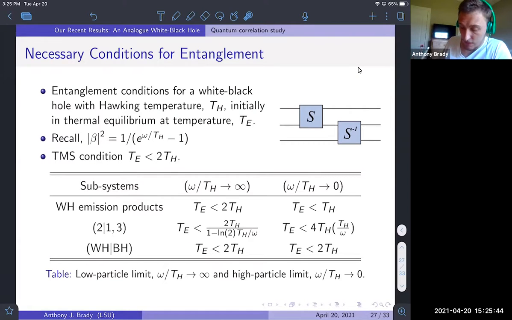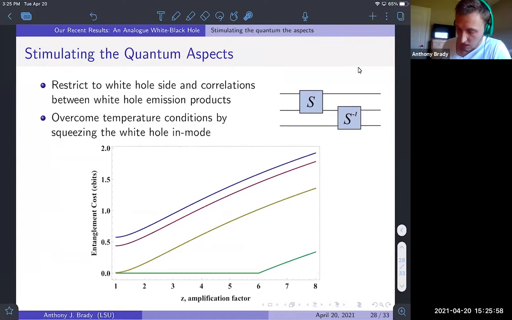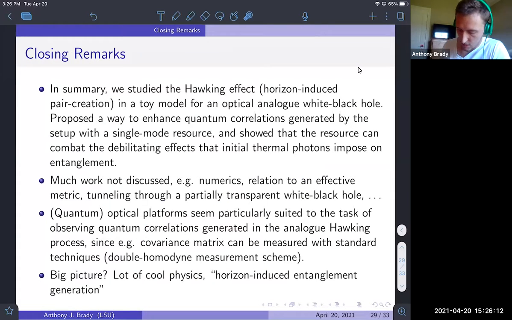So yeah, the next thing we look at is entanglement conditions, assuming, for example, the state is initially at thermal equilibrium, and this PPT criteria gives us conditions on the Hawking temperature in order to observe entanglement in the system. This is the last slide here. We also look at single mode squeezing at the input to enhance entanglement and actually overcome these background temperature effects. I won't discuss a summary of the work, but I just want to say that these optical platforms actually seem particularly suited to the task of observing quantum correlations in the analog Hawking effect.